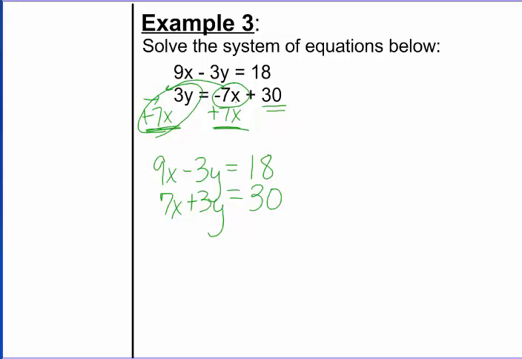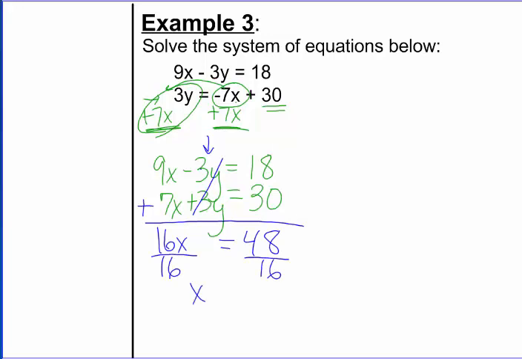You will notice that the y's are a negative 3 and a positive 3. They're opposite values. So if you add them, they will cancel out. So 9 plus 7 is 16x. The 3y's cancel, negative 3y and a positive 3y equals 48. Divide by 16 on both sides. You get x is equal to 3.